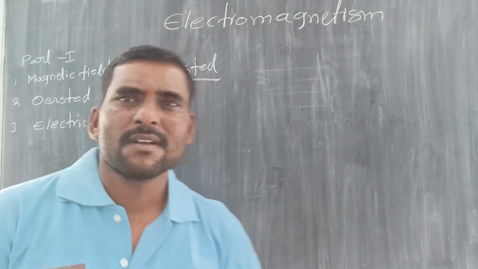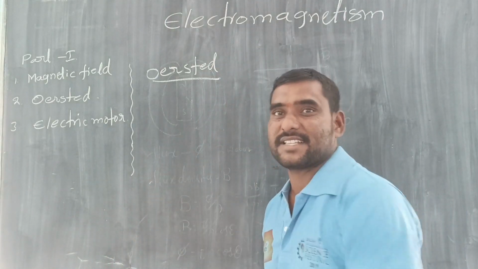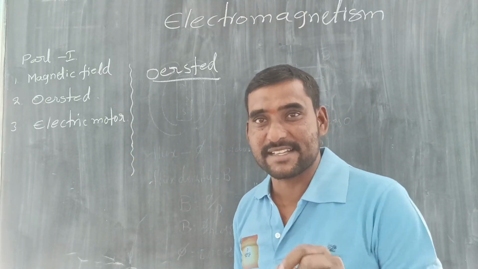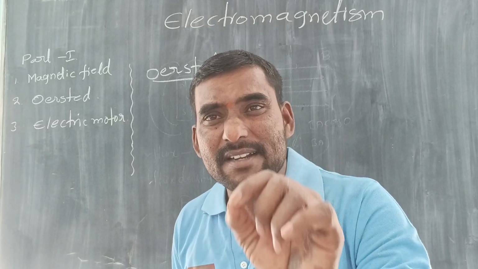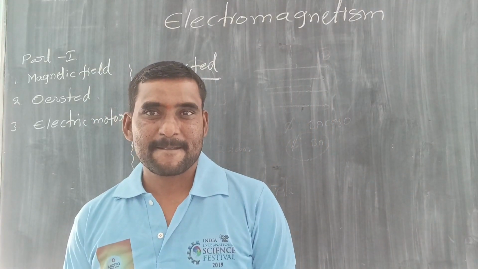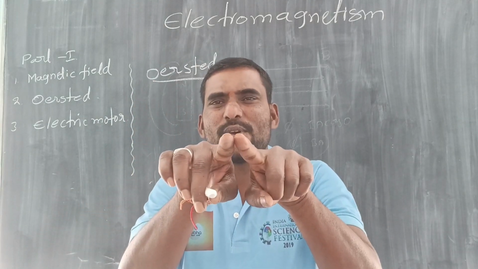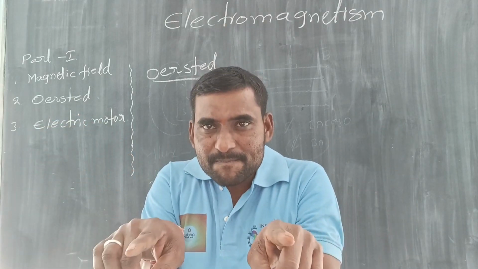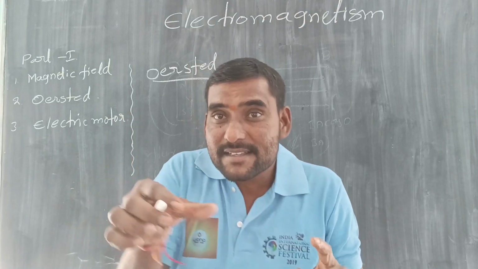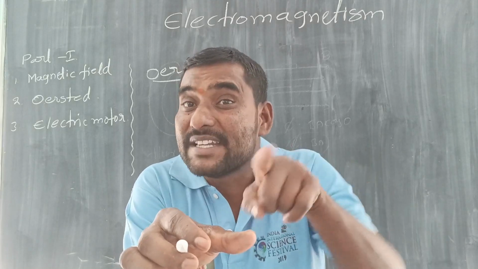Next, Oersted experiments. These are very important in the chapter. Oersted told a very important sentence: every current carrying conductor can produce a magnetic field around it. Based on this, we have three experiments. Number one: take a copper wire on a thermocol sheet with sticks, and take a compass and keep it under the copper wire. When you switch on, the compass needle will deflect.